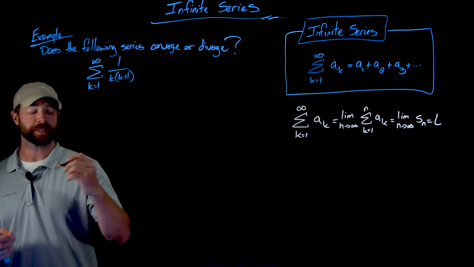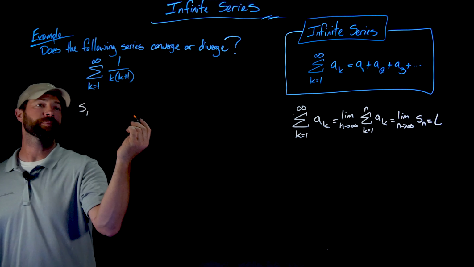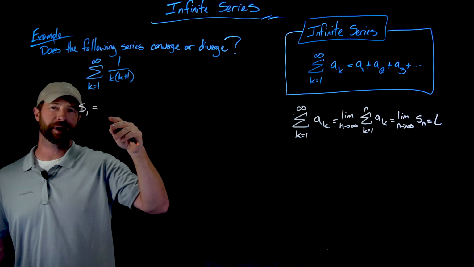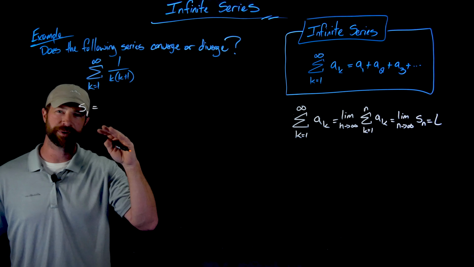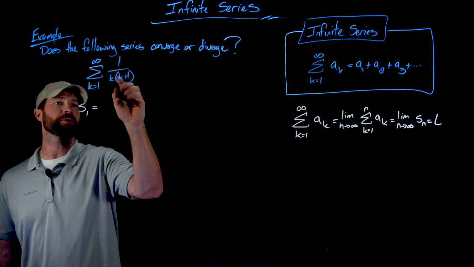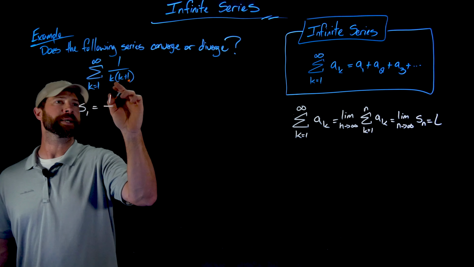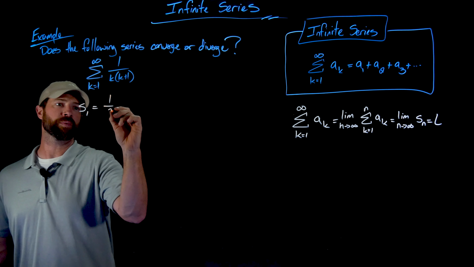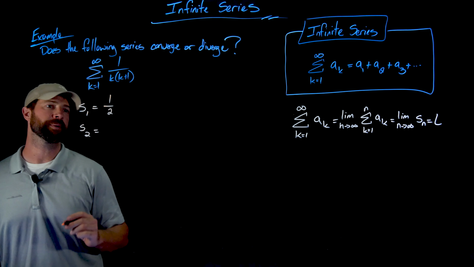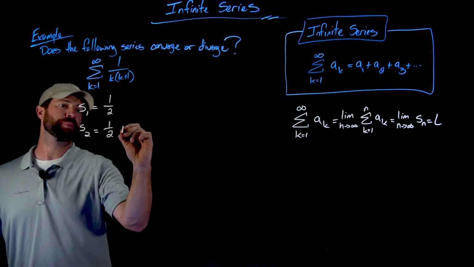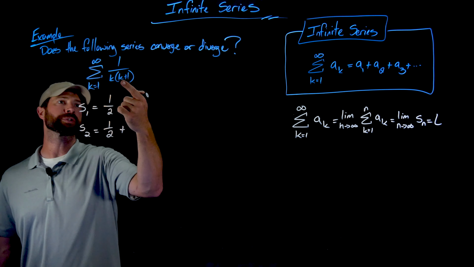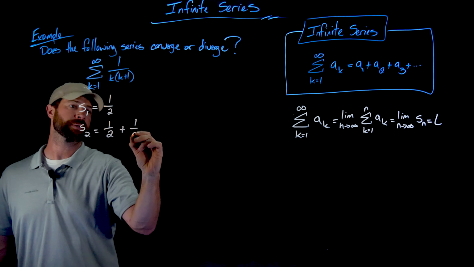So first, I have s sub 1. This is just the first term, when k equals 1. I'm not going to write this all out for board space, but you can pause the video and verify. If k equals 1, what I get is 1 over 1 times 2, so this is 1/2. And then s sub 2, the second partial sum, would be 1/2 plus what happens when I plug in a 2: 2 times 3, so 1/6.